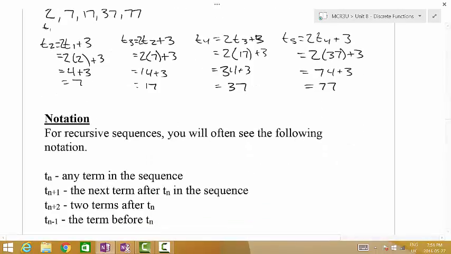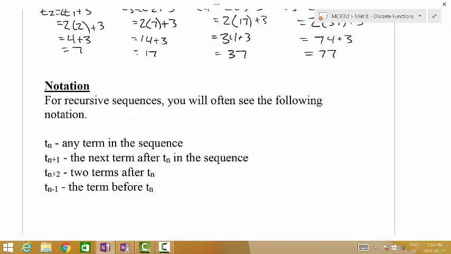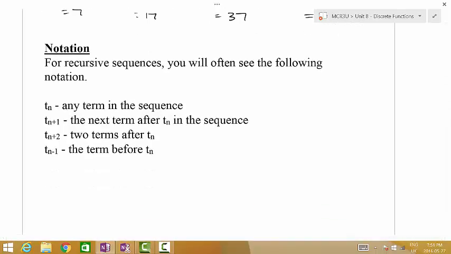Now, in terms of notation, you'll often see the following notation. So Tn is whatever term in the sequence you're looking for. Tn plus 1 is the term after Tn. Tn plus 2 is 2 terms after Tn. Tn minus 1 is the term before Tn. So you may need any of those. Sometimes these recursive sequences do have to do with what comes after.